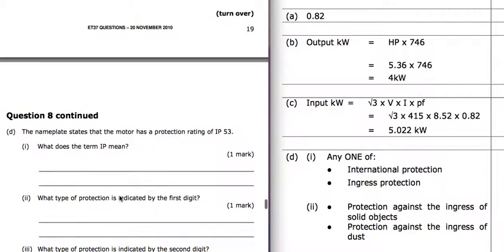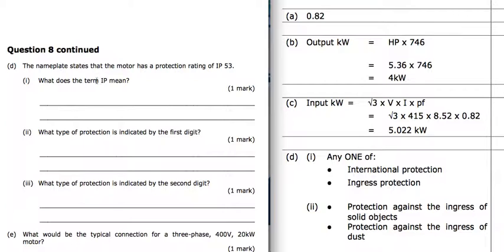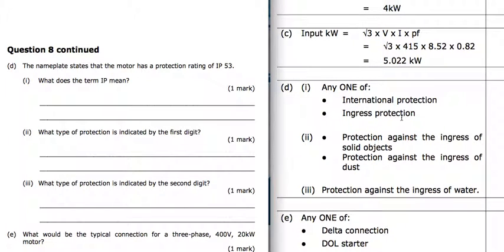So we've done C. D, the nameplate states that the motor has a protection rating of IP53. What is IP? So international protection, or it could be ingress protection. I always think of it as international protection. What type of protection is indicated by the first digit?